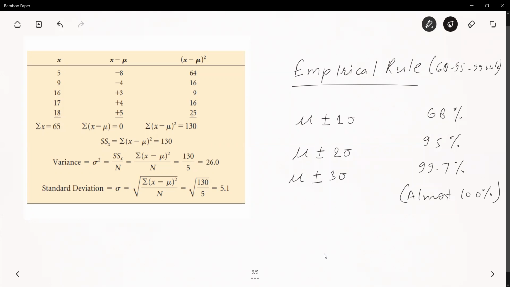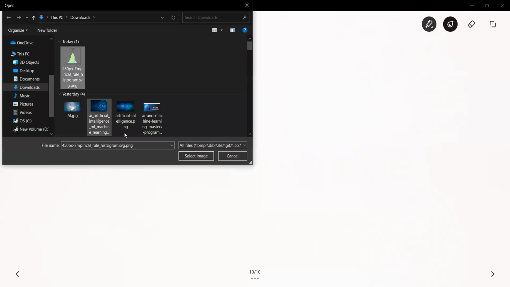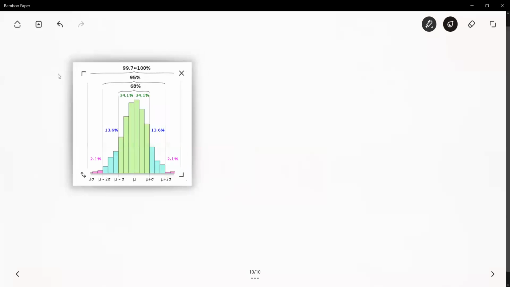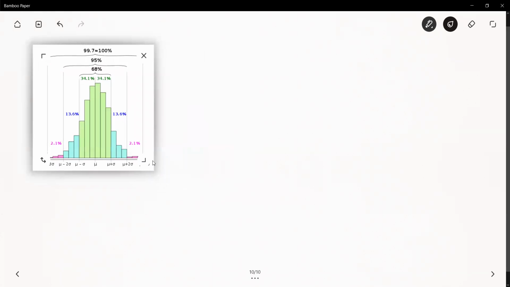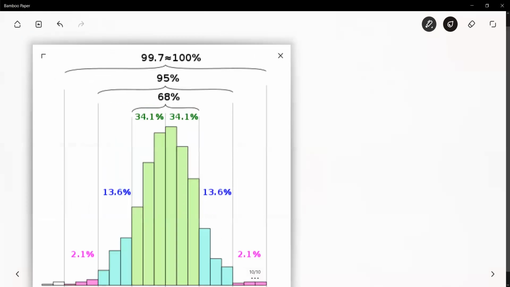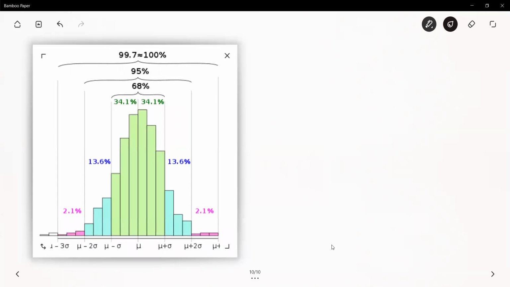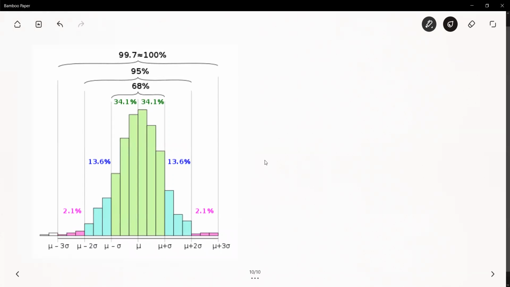Now if I give you the picture, you will be able to understand it more easily. This is the 68, 95, 99 rule, and you will get this picture very easily from the internet if you just write 68, 95, 99 rule in Google. So it covers 68% of your data.